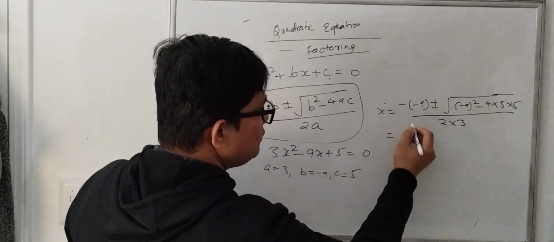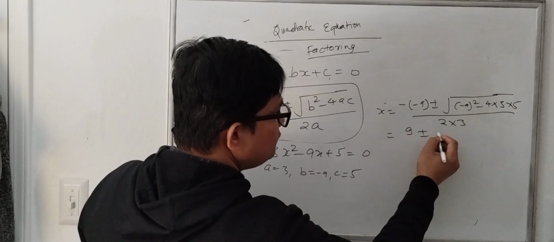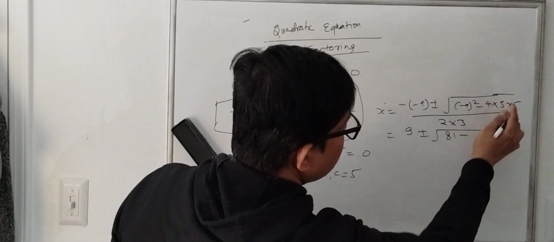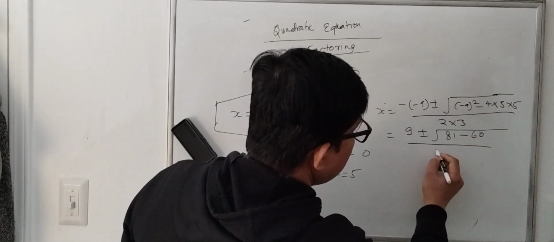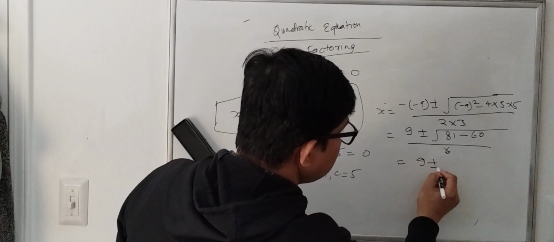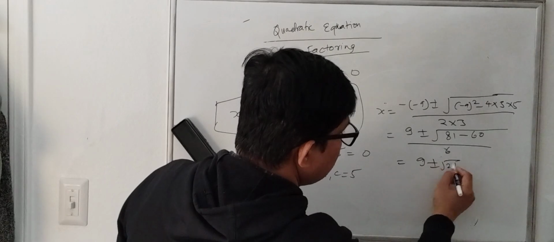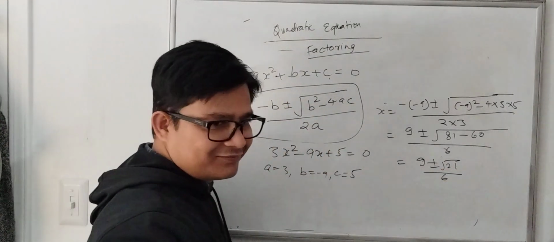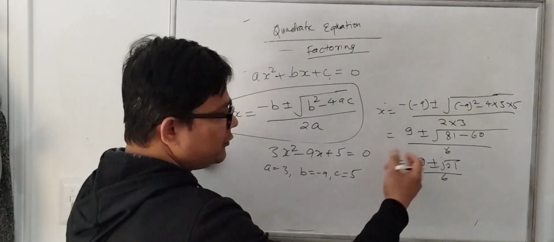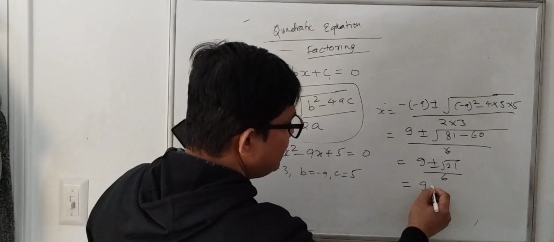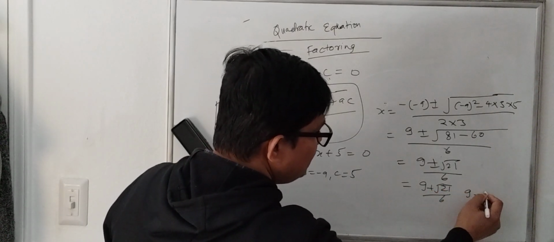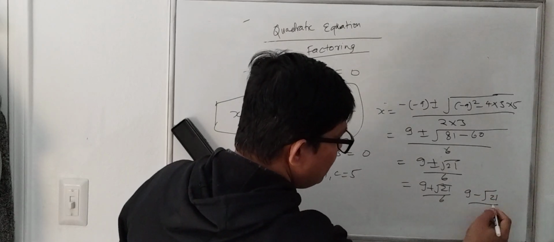Now solve it. So this will be minus plus, and this one will be 9, minus 9 square is 81, minus 60, divided by 6. Then this will be 9 plus minus square root of 21, divided by 6. Can we solve it? We can solve if we take the square root of 21, or we can write here like, okay, divided by 6. Another answer, 9 minus square root of 21 divided by 6.